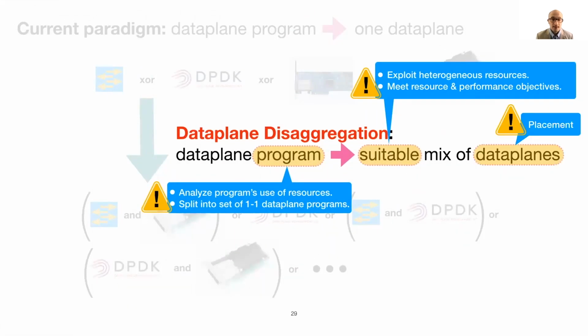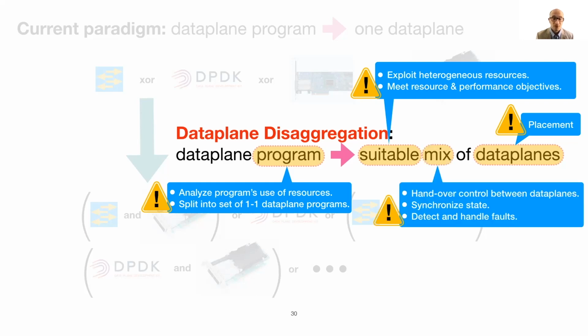Since we might be using a multitude of data planes, we need to reason about placement. And since we have created a distributed system out of a monolith, we need to reason about the sort of dynamics that can arise in a distributed system, which include consistency and intermittent and distributed faults. The list doesn't stop there.